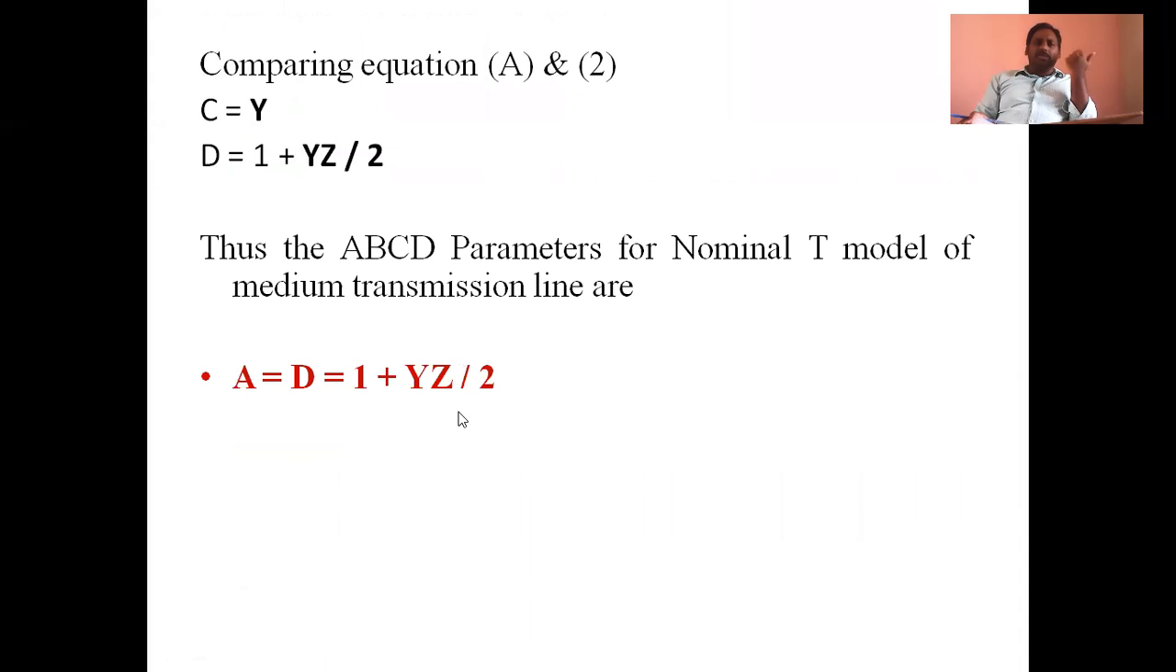So the ABCD parameters of the nominal T model of a medium transmission line are A is equal to D, which is equal to 1 plus YZ by 2, and B is equal to Z into 1 plus YZ by 4, and C is equal to Y. Like this, we can calculate the ABCD parameters of a medium transmission line.